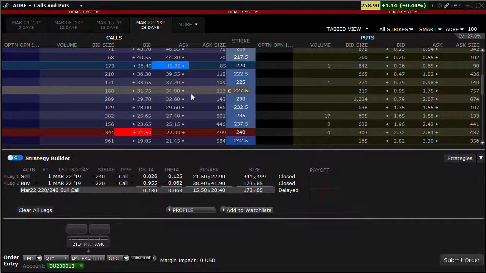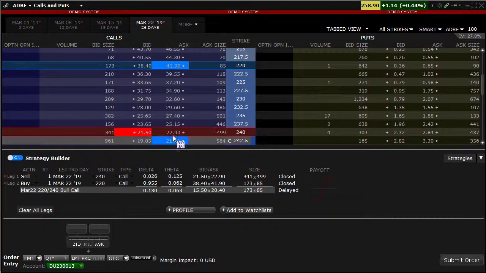But we're going to note these numbers down: 21.50, 22.90 on the 240. That's the bid and ask. And then we're going to note down the 38.40 and the 41.90 on the 220. And we're going to go to a calculator, and we're going to figure out if this is a reasonable trade, this bull call spread that we're looking at. So it's the March 22nd.